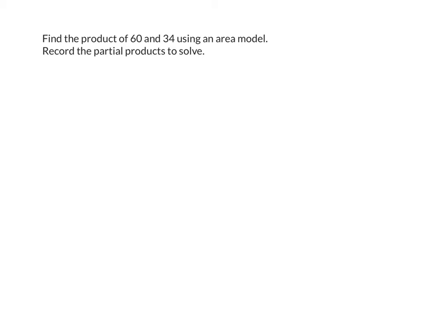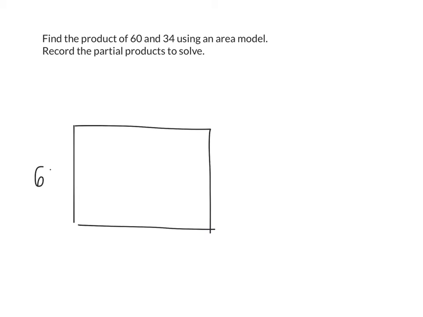It says to find the product of 60 and 34 using an area model. Then record the partial products to solve. So if I'm drawing an area model, I know that I have to find the area of 60 and 34. Right? But to make it easier, instead of doing 34, I could split it into two different parts, right? I could have one part that's 30. Do you guys agree? And what would the next part be? Now how many rectangles do I have altogether? 2. How many partial products will I have then? 2. Let's set up our multiplication equation so that we can record the partial products.